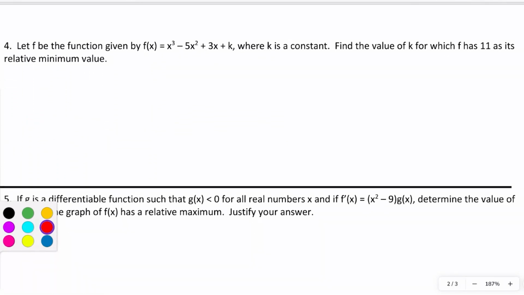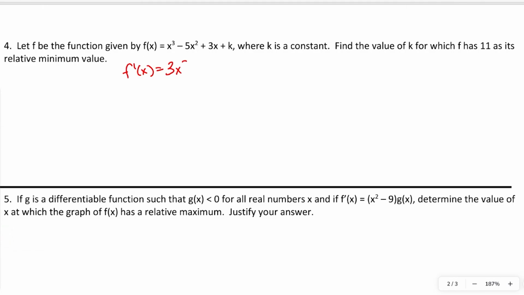Number 4 says let f be a function given by another cubic. I'm getting a little cubic happy here, where k is a constant. Find the value of k for which f has 11 as its relative minimum value. So first let's find where the minimum is. What's the x value of the minimum? To do that, we're going to find the derivative.